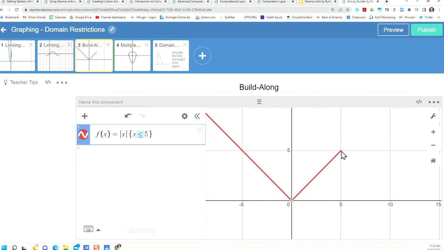And now this should be defined if I click on 5. If I don't have the equal sign in there, it should be undefined at 5. But visually it looks to be the same. So again, if I want to make it a double inequality, I can do so in this manner, and now we just see a very small portion of that V that we had originally.